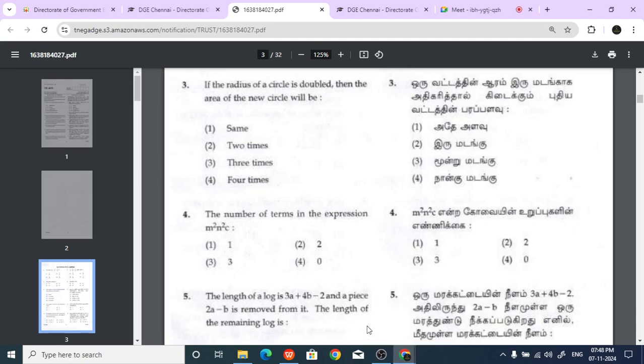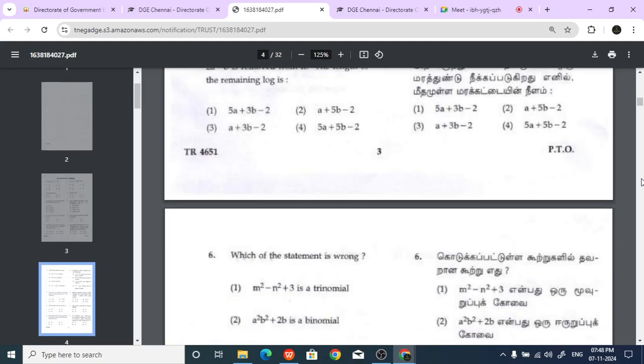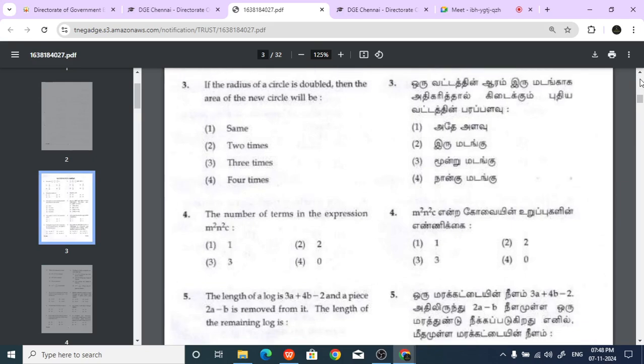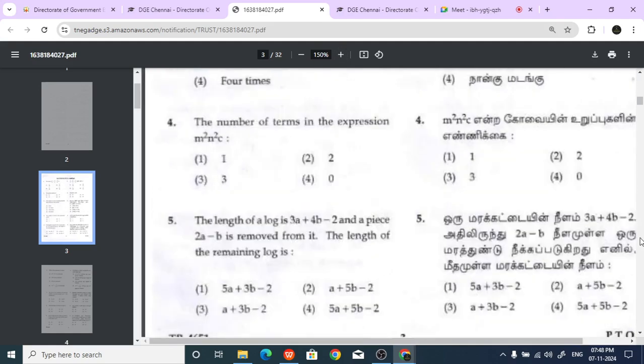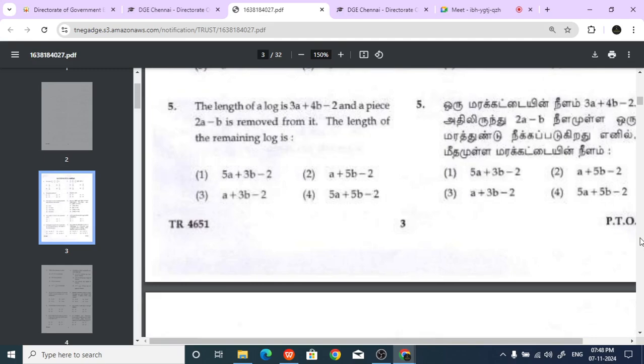Okay, question 5. Can you read, Kavinaya, question 5? Yes, sir. 1 minute. The length of a log is 3a plus 4b minus 2, and a piece of 2a minus b is removed from it. The length of the remaining log is.